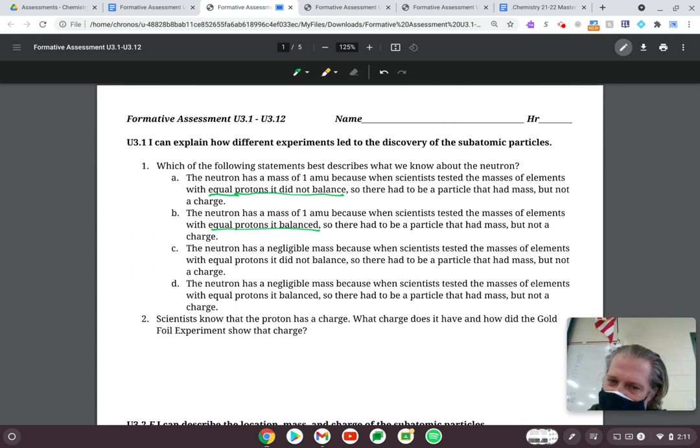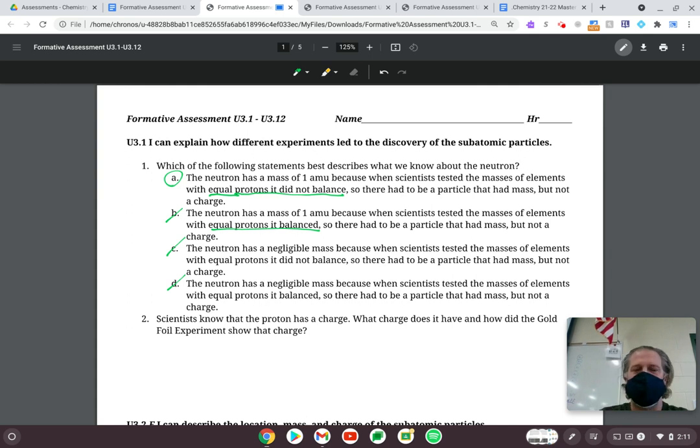C says the neutron has negligible mass because scientists tested the masses of elements with equal protons and it did not balance, so there was a particle that had mass. Actually, the negligible mass answers automatically should have been a red flag that those weren't the correct answer, because you should know that the neutron has a mass of 1 AMU. So which one of the above answers is the most correct one? The most correct answer is A. That's how they figured that out.